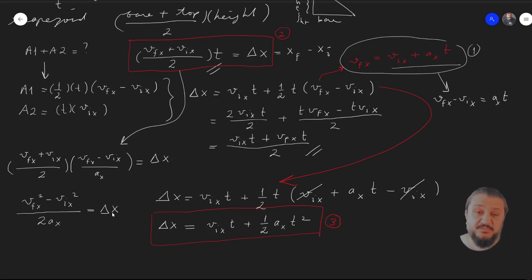So let's rearrange this. Let's multiply both sides by 2ax and then add vix squared to both sides. If you do that, you will get v final x squared is equal to v initial x squared plus 2ax times delta x. Alright, so this will be our equation number 4.